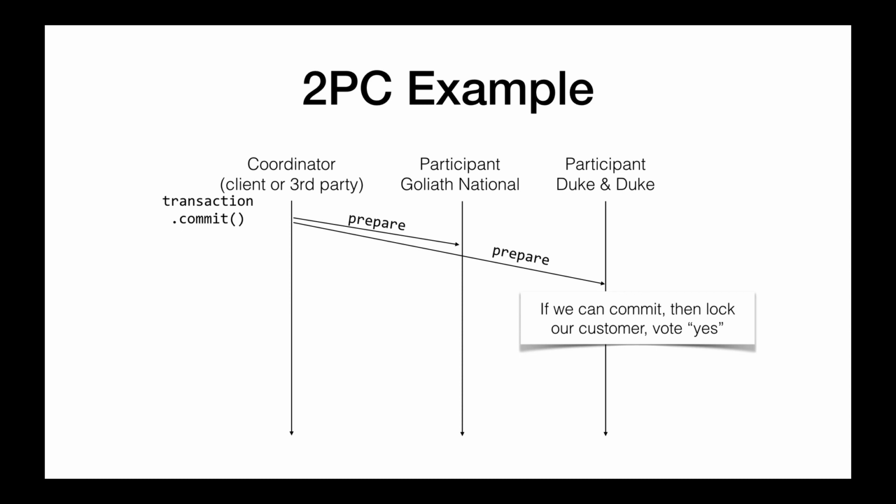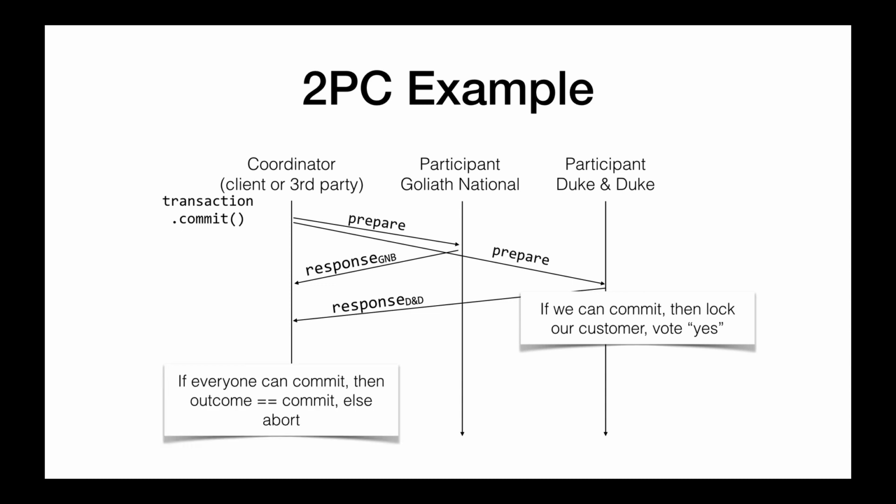Now, if we can commit, we're going to make sure that we still have our lock, and then we vote yes to say, yes, let's commit. And those responses go back to the transaction coordinator. As long as everyone voted yes to commit, then the outcome is commit, and otherwise it's abort. And then once the outcome is known, the outcome is broadcast to all of the participants. This is the entirety of the two-phase commit protocol, as long as we consider there are no failures.